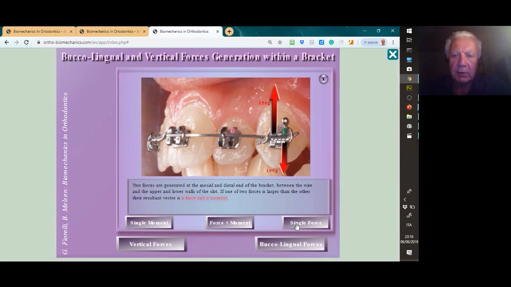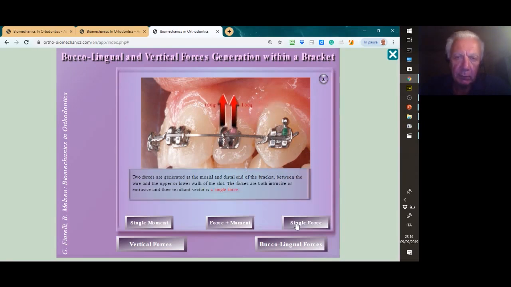There's also the possibility of getting forces with no moment if the two points of contact are on the same side of the slot. So the two forces that might even not be equal are summed together to get a single force and no moment. So in this way you can get a force and no moment. In this way you can see the forces are vertical and moments are those that we call second order of tipping.